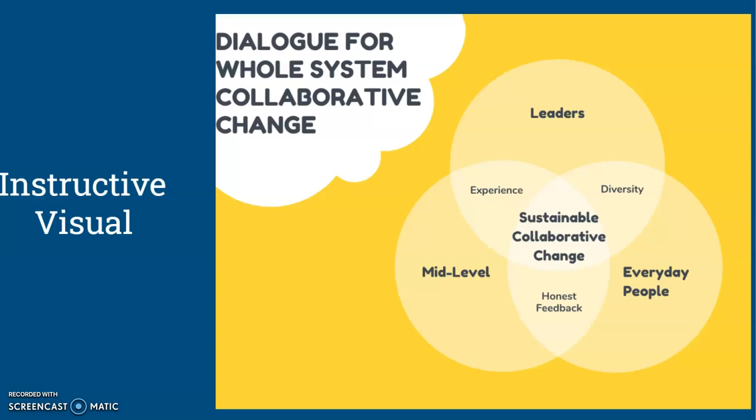Write down ideas, thoughts, and observations. Take those and create an affinity diagram. Pull the information from the affinity diagram and create a mind map. Find the direction that will work. And finally, create an instructive visual on how your organization can achieve sustainable whole system collaborative change. The tools are all there. You just have to implement them.